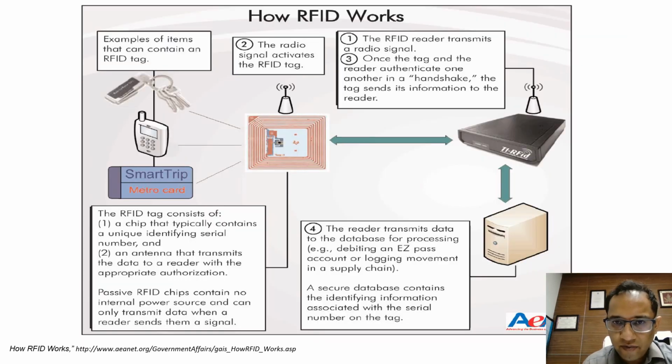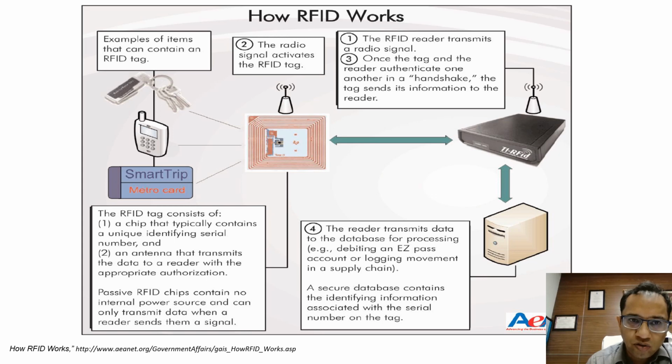So how does RFID work? It is very simple. You have an RFID reader which sends a radio signal to this passive RFID tag, which acknowledges it, and there is a handshake, and then it sends its information back to the reader. So it is acknowledged that there is some information coming. Thereafter, the reader transmits data to the database for processing, and a secure database contains the identifying information associated with the serial number of the tag.